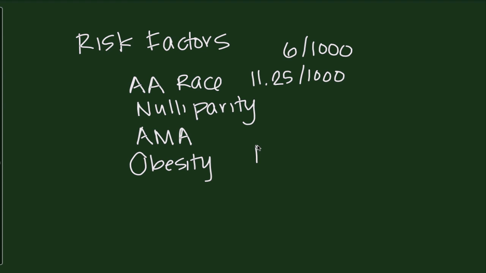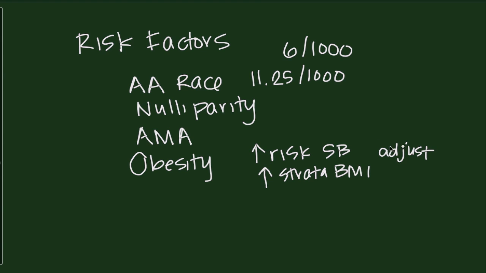per thousand. Obesity is an interesting one. The risk of stillbirth appears to increase with each increase in the strata of BMI. And that holds true in large epidemiologic studies, even when we adjust for all of the potential confounders that are also associated with obesity, such as diabetes, hypertension, preeclampsia, and other medical comorbidities. So obesity in and of itself appears to be a significant risk for stillbirth.